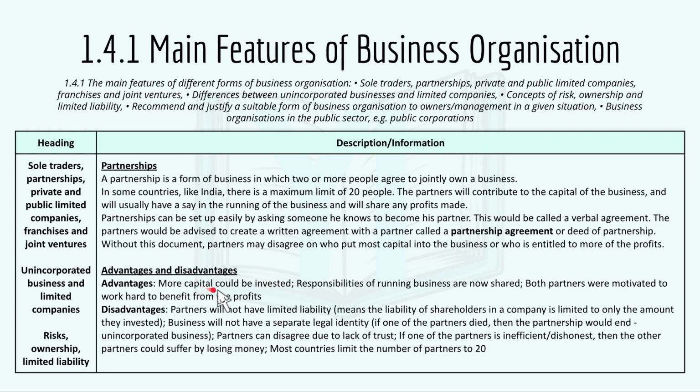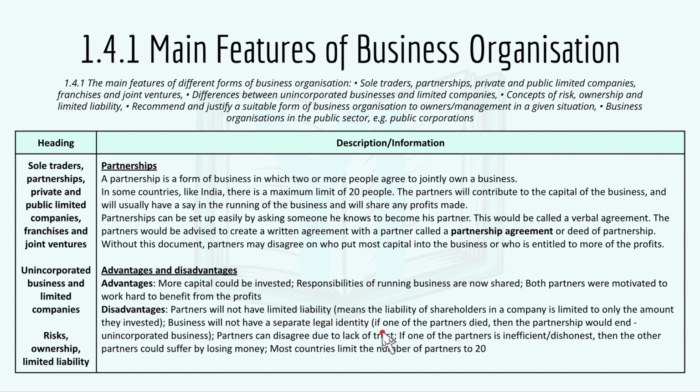Advantages include more capital can be invested, responsibilities of running the business are shared, and both partners are motivated to work hard to benefit from the profits. But disadvantages include the partners will not have limited liability, which means the liability of shareholders in the company is limited to only the amount they invested, and the business will not have a separate legal identity.